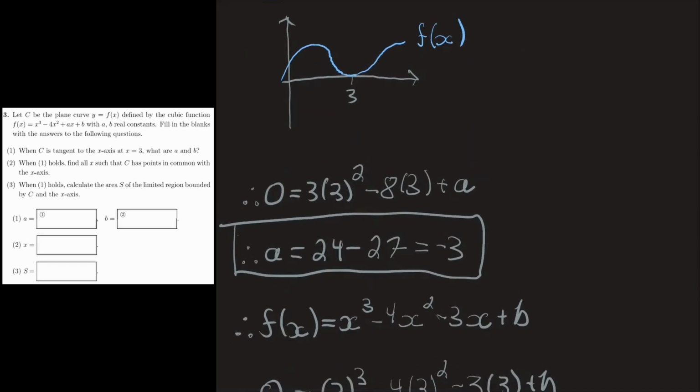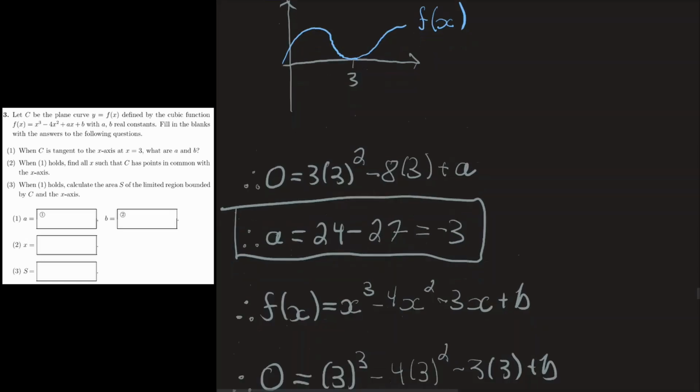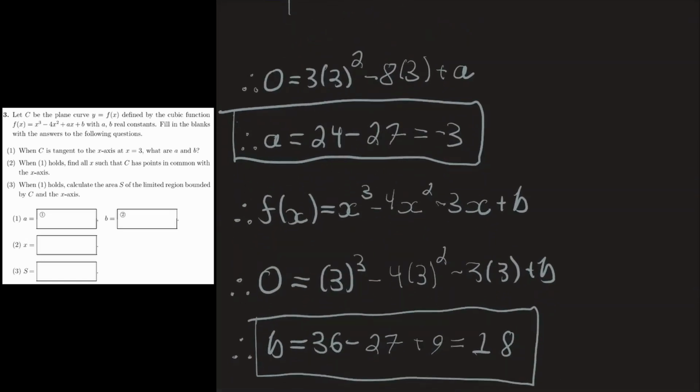And also, we know that at x equals 3, our function must equal 0, since our curve has to be touching the x-axis at x equals 3. So similar to before, we can plug x equals 3 into the equation and make it equal to 0. Then, when we rearrange for b, we find that b equals 18, and that is the second part of the answer.